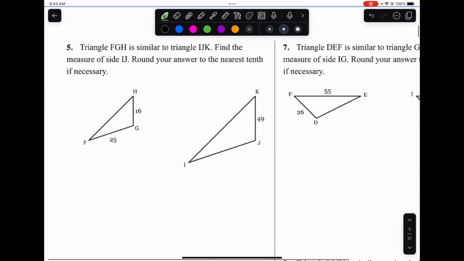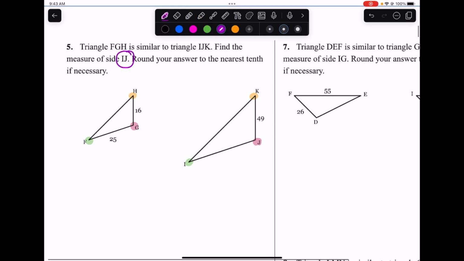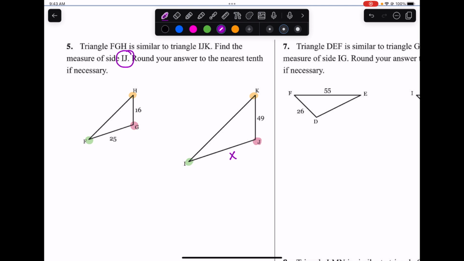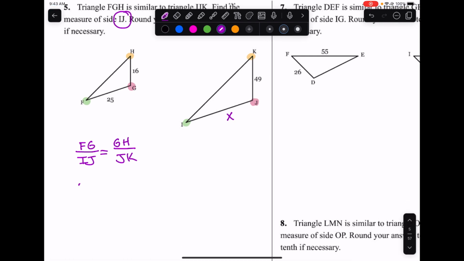Again, we're given similar triangles. So F and I correspond, G and J, H and K. So now I want to find the measurement of IJ. So I'm going to mark it on my diagram. So I know that FG and IJ have to correspond to GH and JK. Fill in what we have.